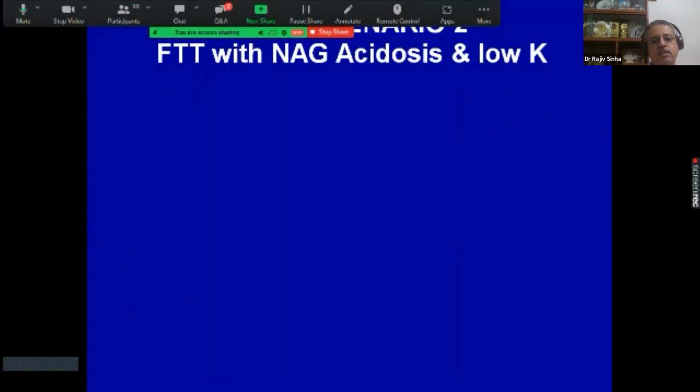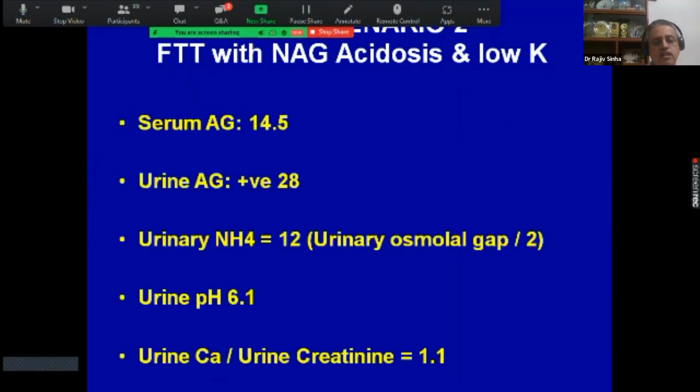What about our second child, the doctor's child? Here we see that the urine anion gap was again positive, so it is renal tubular acidosis. We did calculate the hidden urine ammonium, which cannot be measured easily. So as you remember, we said that we can calculate it with the help of the urinary osmolar gap, which was 12. And if you remember, in acidosis, if your kidney is working fine, then your urinary ammonium has to increase, and ideally it will be more than 20. So it also confirms that there is some defect in the urinary ammonium generation.